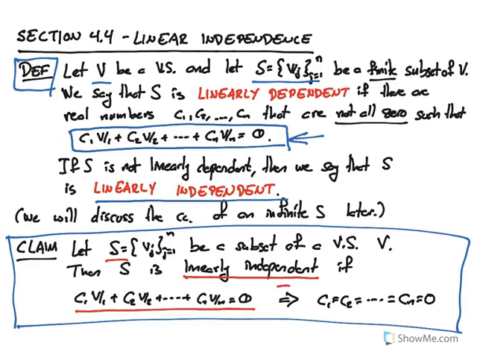Notice that the implication going from right to left is trivial, so it's not interesting. It's going from left to right that has meaning here. So those are the definitions. You can use either one of these definitions of linear independence.